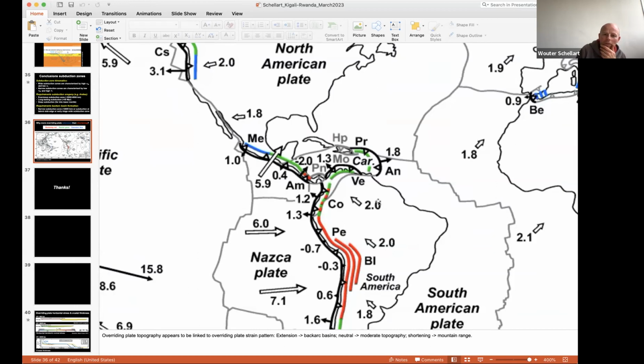Yeah, it sounds like a very complicated little corner. So I'm assuming you're talking about this corner here. Yeah. And so you're saying that, apart from the Nazca plate subducting here, there's also another narrow slab subducting here?